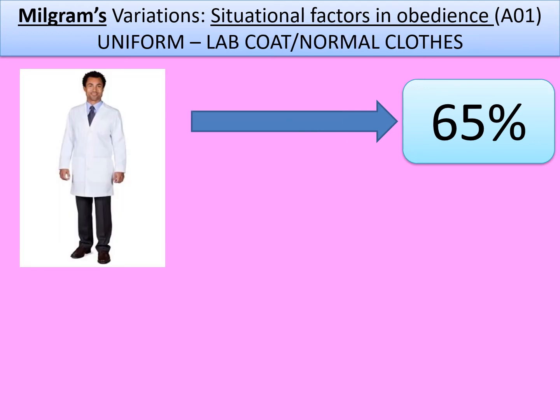Another variation was to do with the power of uniform. In the original experiment, the experimenter wore a lab coat as a kind of uniform to show that they were the legitimate authority figure. Really, they were just an actor.